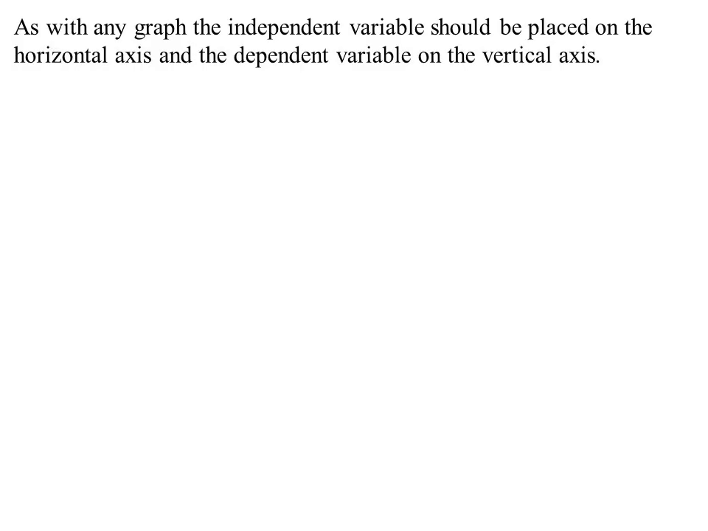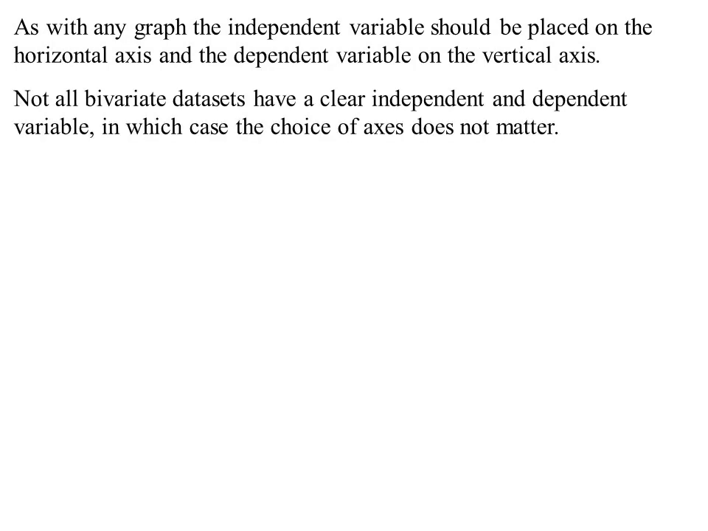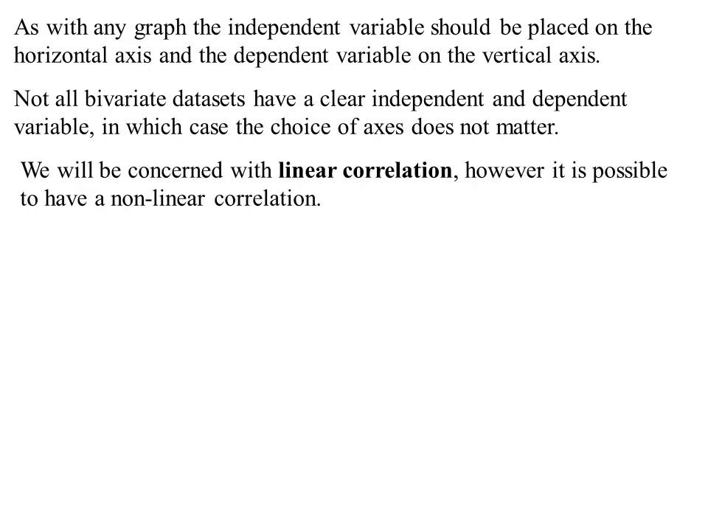So any graph, we put the independent variable on the horizontal axis and the dependent variable on the vertical axis. But when it comes to this bivariate, it's not always obvious which one's the dependent data and which one's independent, because maybe there's not. And so it really doesn't matter which axis you put the different data on. We're going to be looking at linear correlation. That's what we're interested in.